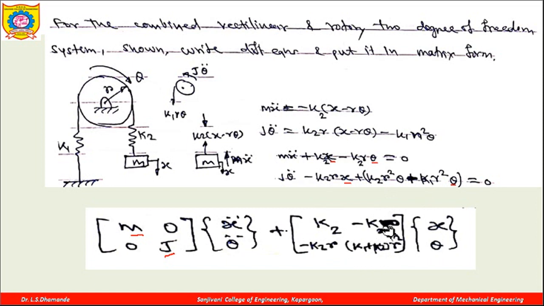Here you will observe that this is also a square matrix having symmetrical elements, like k12 is equal to k21, so minus k2 r here and minus k2 r here also, at 2 1 and 1 2. So this is the way we can write the equations of motion in the matrix form. We'll just stop here. Thank you very much.